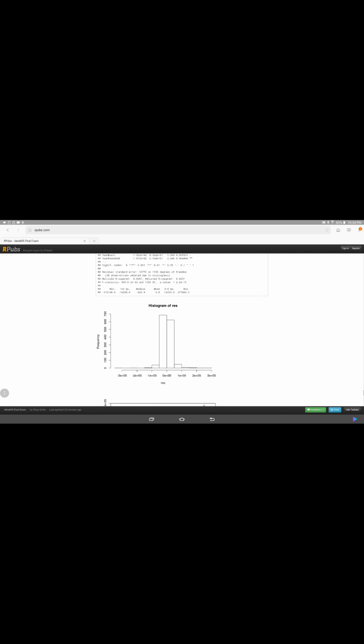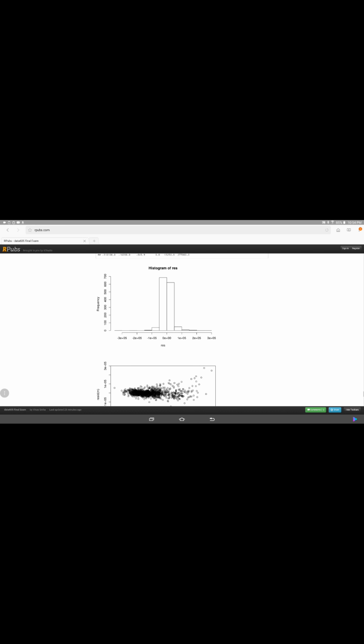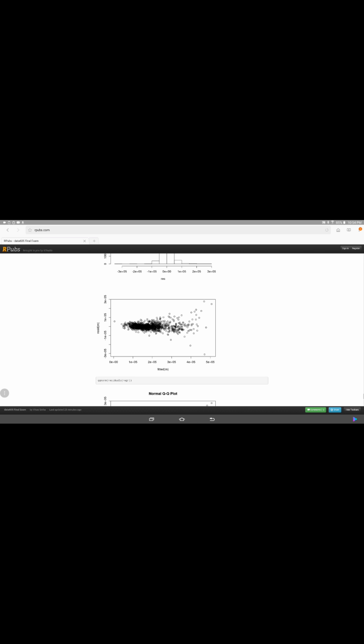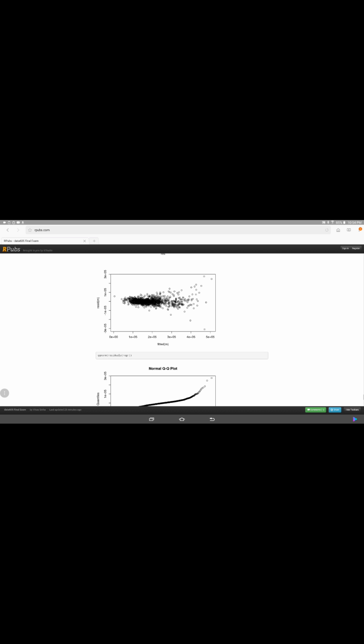The histogram of residuals looks the same as before, as the prior version. The fitted versus the residuals, I am not seeing a clear trend that I can see. And the normal QQ plot shows that there's a heavy tail in this model at both the very high values and very low values.